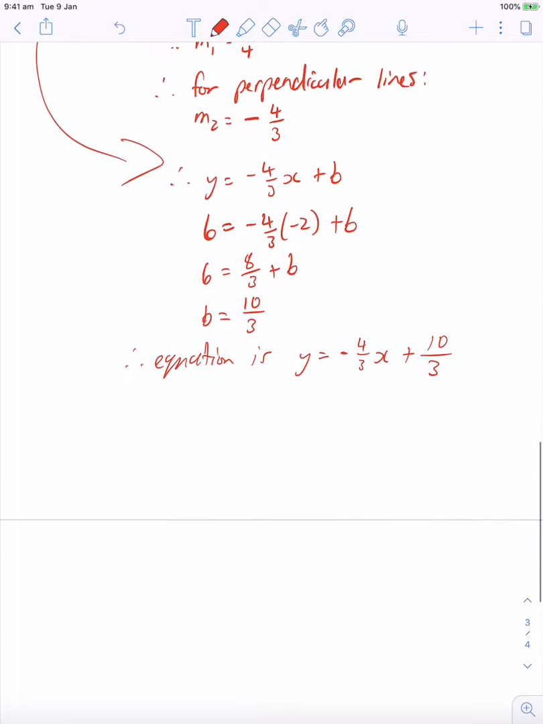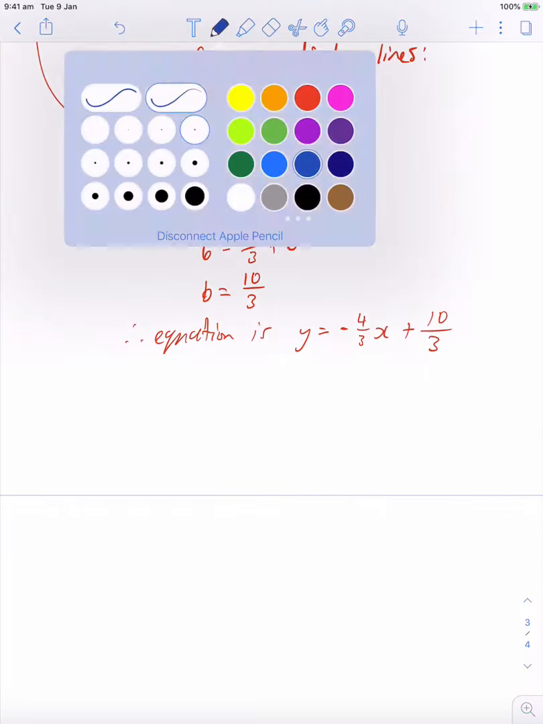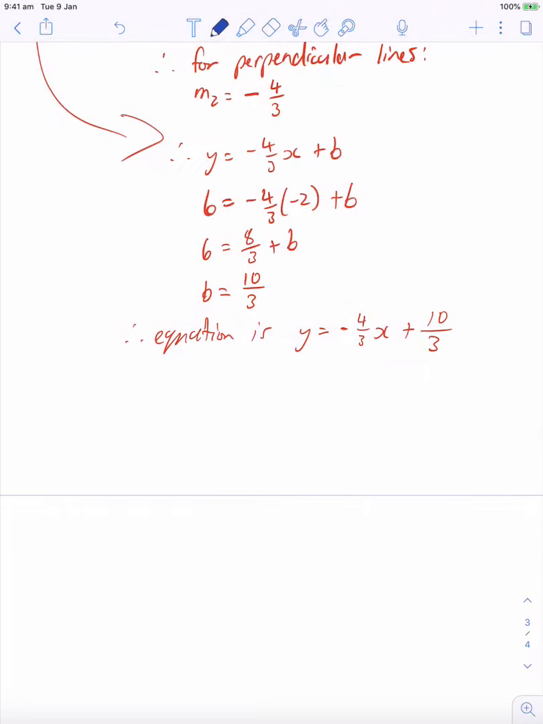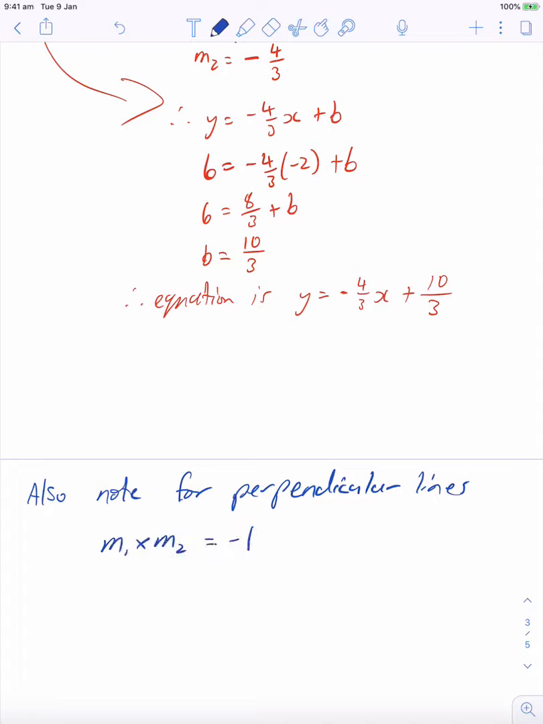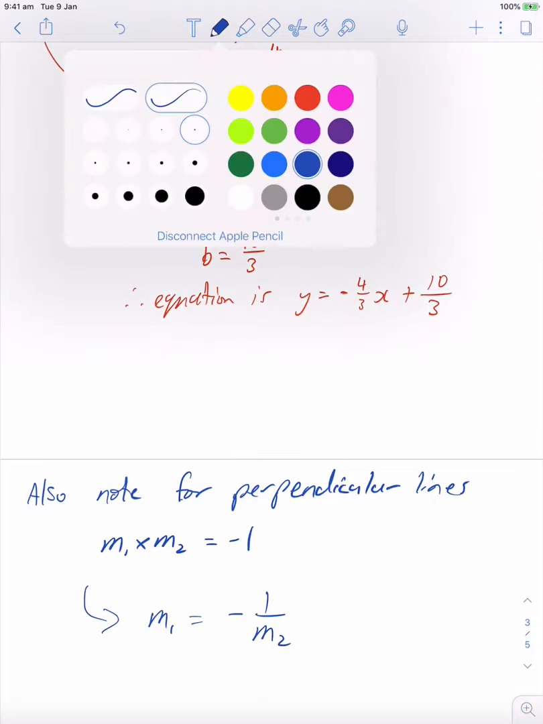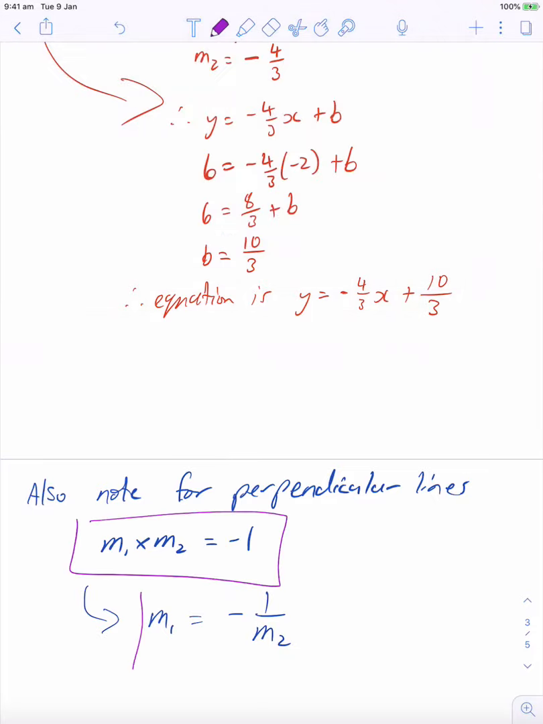A last note I will say is that yes, we can easily find the gradient of the perpendicular by taking the negative reciprocal, but the same identity applies. Also note, for perpendicular lines, that m1 times m2 equals negative 1, all right, which leads us to the same thing, that m1 equals negative 1 over m2. So that's how we get that idea of the reciprocals, and we can use that for our perpendicular lines.